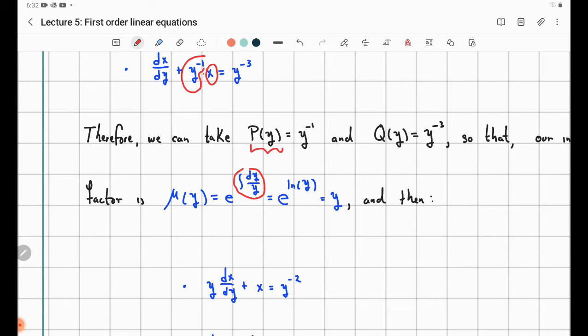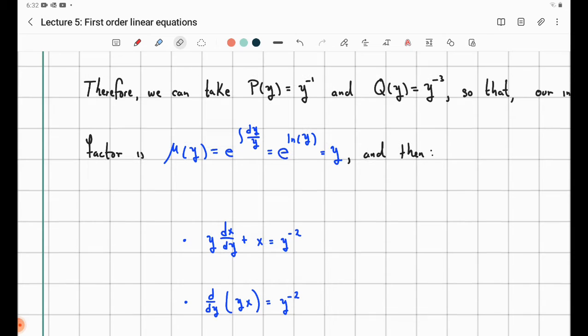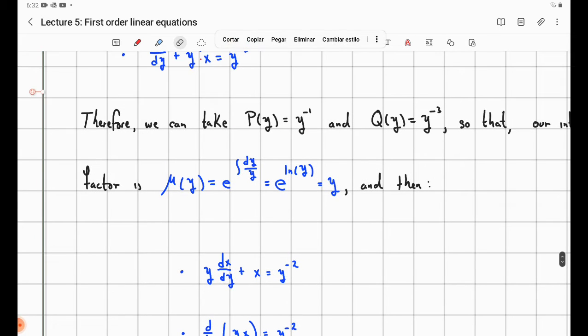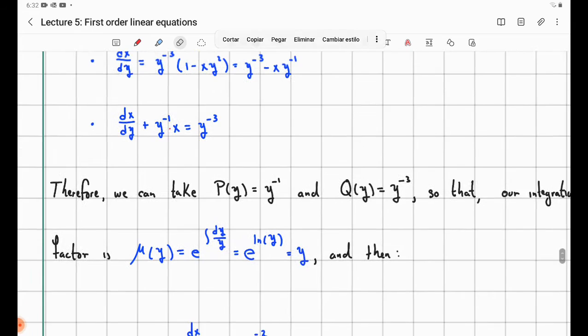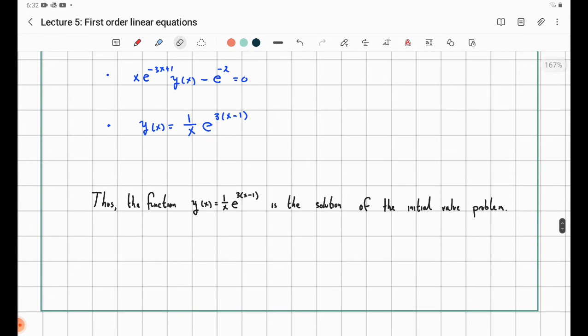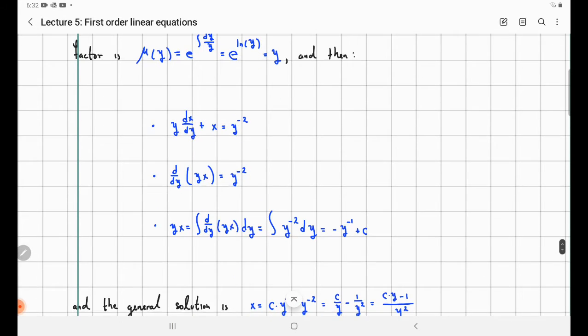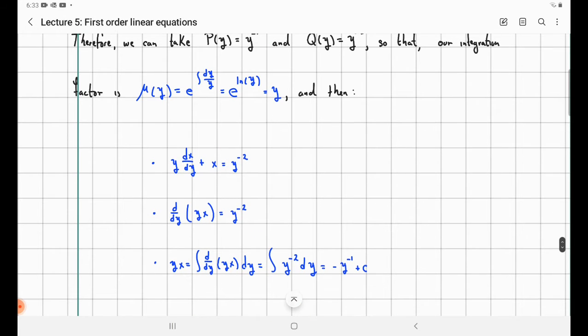So our function p is the inverse of y, and the corresponding exponent in the integration factor is just given by the integral of that function. In this case, the integral of dy over y is just the natural logarithm of y, and the exponential is the inverse function of the logarithm. So that means that the integration factor for us is given just by the identity function. So mu of y is y in this case.